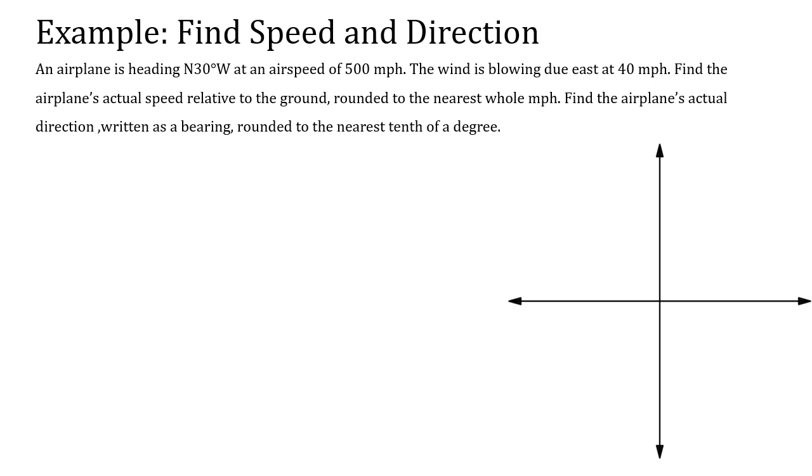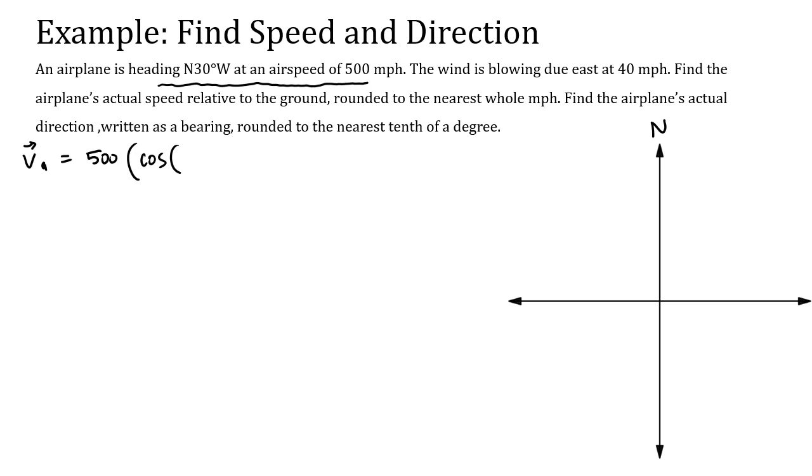Okay, so let's see what we've got. I've got the airspeed that is going north 30 degrees west at an airspeed of 500 miles per hour. So I'm going to call this V sub A. And that is going to equal my speed, which is 500, times the cosine of... now I've got to figure out what is that angle measure with the positive x-axis.